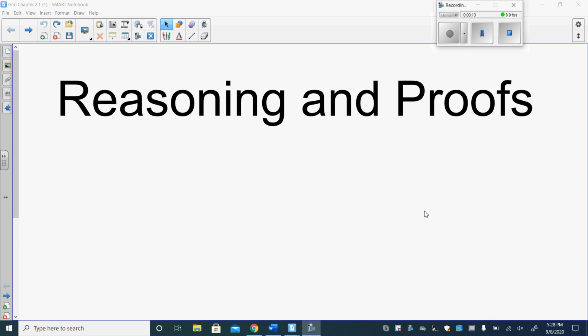What we're starting in Chapter 2 is reasoning and proof. Hopefully you got an understanding of those from the vocab sheets that y'all went over yesterday and filled in. If you did not, you need to get them turned in, otherwise you will not get credit. I gave you credit for Chapter 1, but I will not give you credit for Chapter 2 unless you get it turned in.